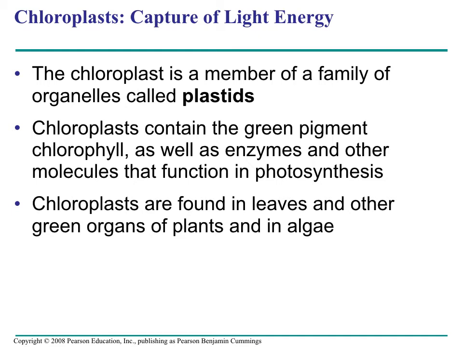Chloroplasts, which capture light energy, are members of a family of organelles called the plastids. A chloroplast contains the green pigment chlorophyll, as well as enzymes and other molecules that function in photosynthesis. Other plastids don't contain chlorophyll, and so usually are not green. Chloroplasts are found primarily in the leaves and other green organs of plants and in algae. So when you see a plant, if its stem is green, it likely has chloroplasts in the stem.